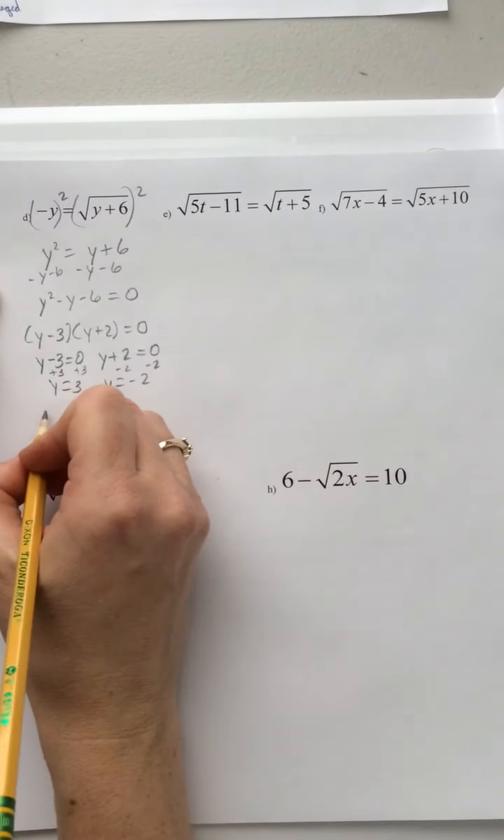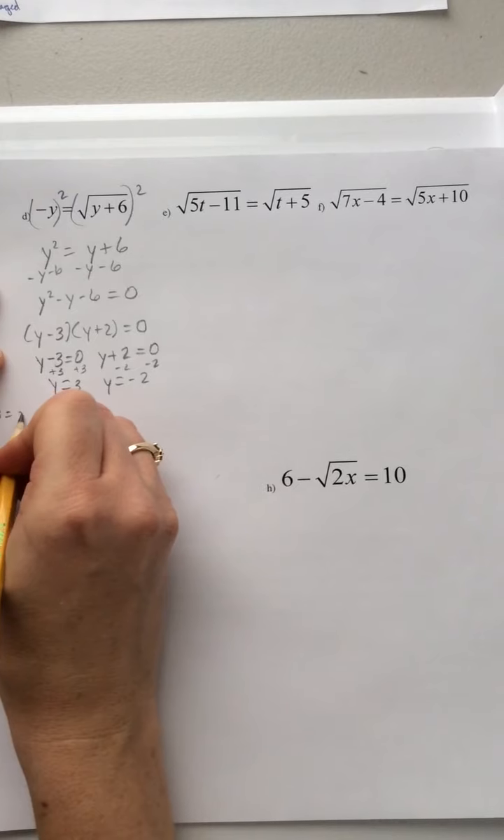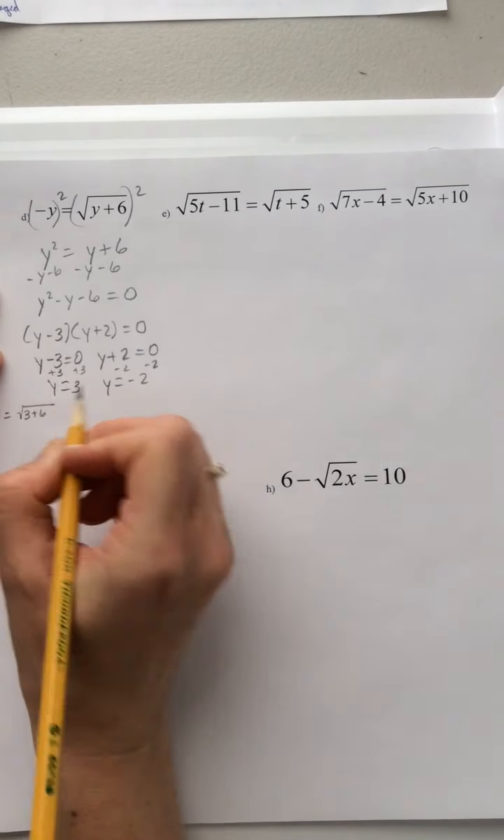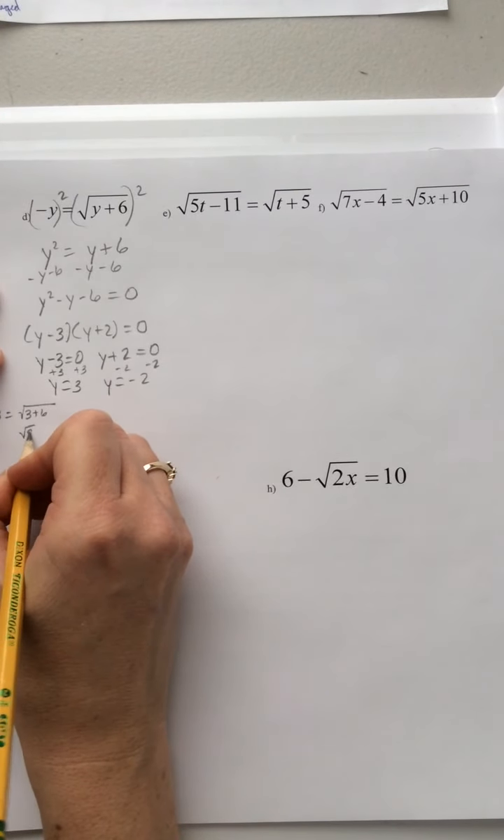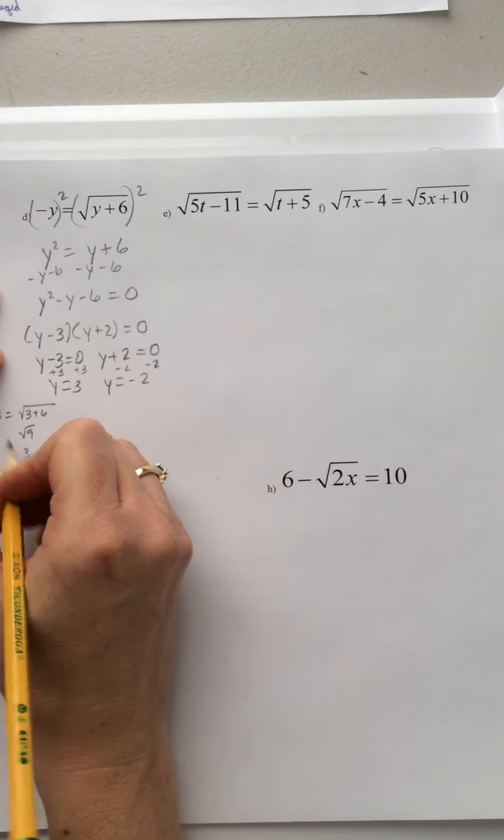Now let's check. Is negative 3 equal to the square root of 3 plus 6? Well, we get radical 9, which is 3. Those are not equal. How about negative 2? Is negative negative 2 equal to the square root of negative 2 plus 6? Well, this is 2. This would be radical 4. This equals 2. And yes, they are equal. So negative 2 is our solution. y equals 3 is our extraneous root.